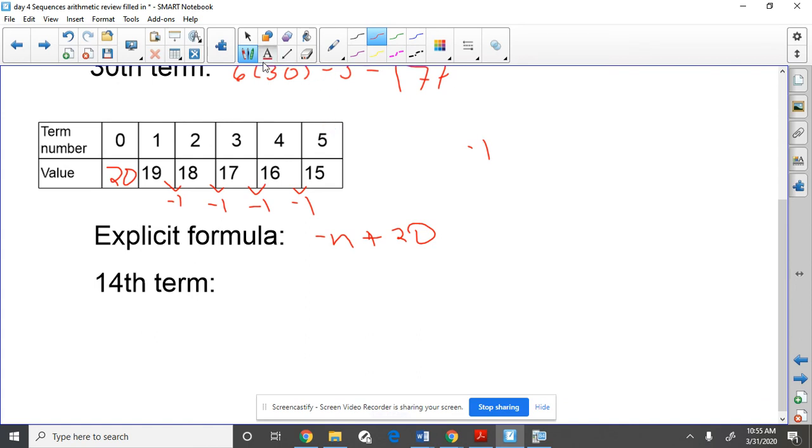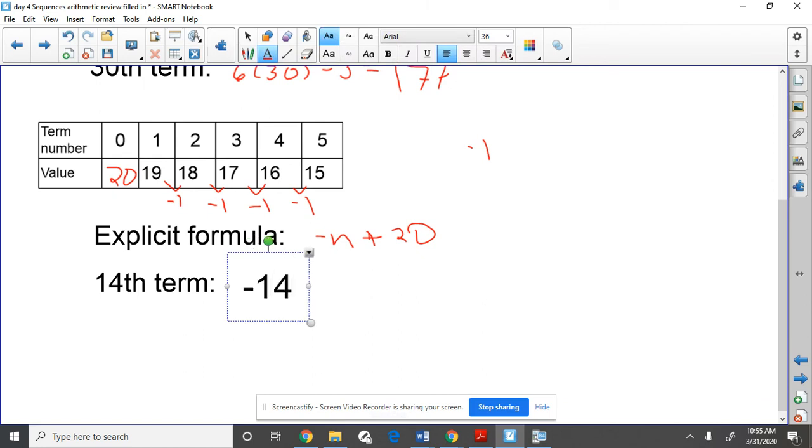If I want to find the 14th term, I'm going to take negative n, so negative 14 plus 20. And when I add negative 14 plus 20, my final answer is 6.